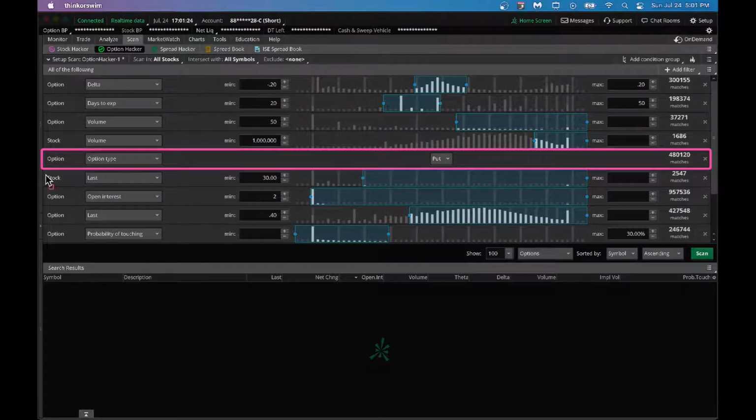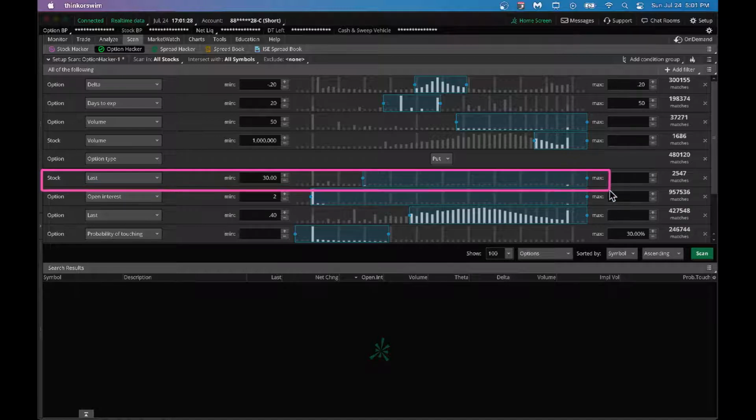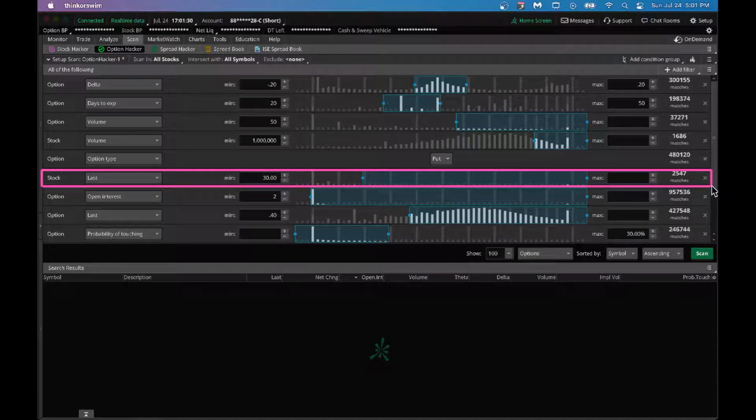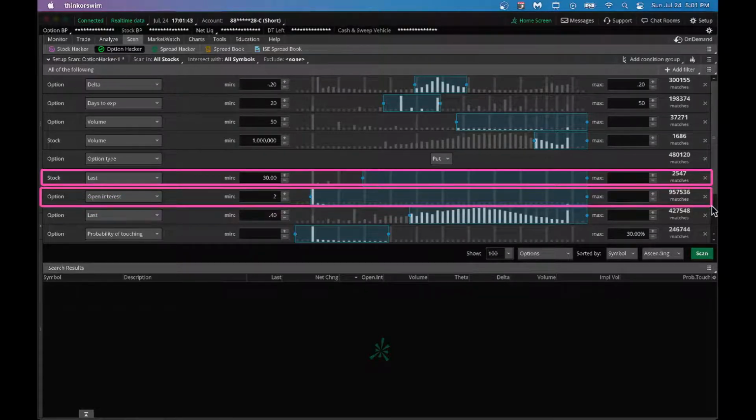And next, we could look at the stock. I want to make sure the stock price is minimum $30. When you sell put options, you want the stock to be at least minimum $30, so that way you can generate some good premium. Next is the open interest. I want to make sure the open interest is at least 2 or even higher. I just put 2 here. You could even go higher than that.